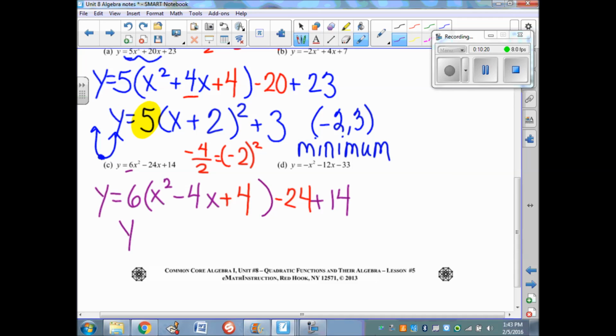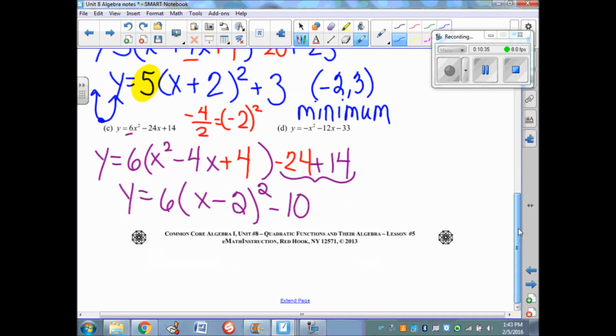Now I can factor, so it's (x - 2), quantity squared. Combine like terms and get -10. My vertex, or my turning point, is (2, -10), and because A is positive, my parabola opens up, therefore making that vertex a minimum.